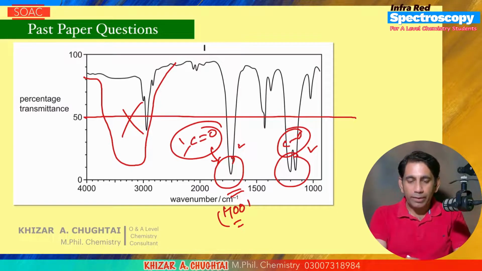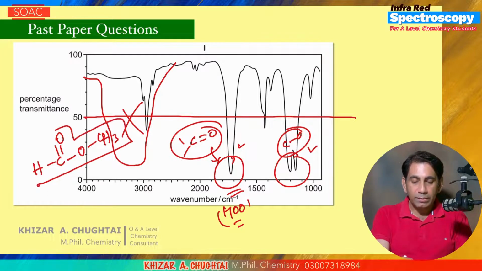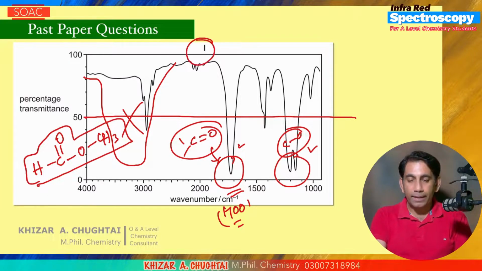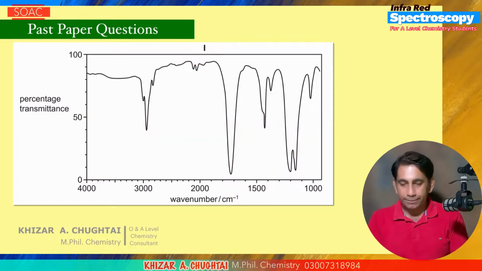Its formula will be like that: HC double bond O, and here is OCH3. I'm going to write it again: C double bond O and CH3 over here. So this is methyl methanoate. I is basically methyl methanoate.